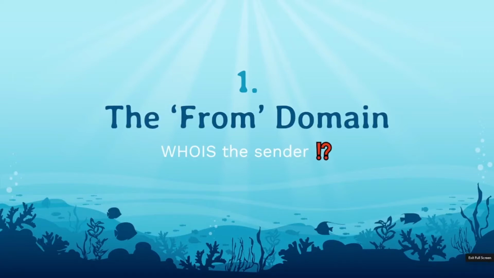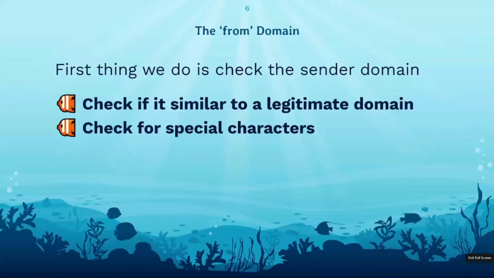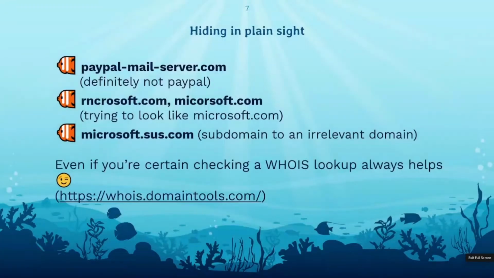We begin with the from section of the header, and especially the domain. The first thing that we need to do is to check if it looks similar to a legitimate domain, or if it contains any special characters. Let's see some examples. Here, we see a domain trying to impersonate PayPal. Here we see r and n put together, trying to make it look as if it says Microsoft. Here we see Microsoft, not quite Microsoft. And here we see Microsoft as a subdomain of a domain totally irrelevant to Microsoft.